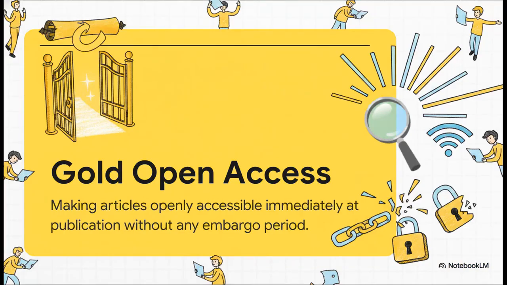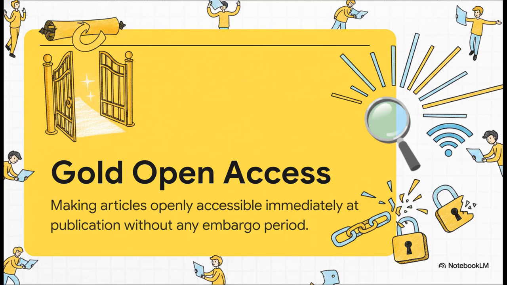Moving on to Section 3, the gold standard. Now, gold open access is pretty much the ultimate instant gratification for both the researcher and the reader. This means making your articles openly accessible immediately, at the exact point of publication. Notice the absolute key phrase there: completely without an embargo period. The literal second your paper is published, anyone in the world with an internet connection can read it, download it, cite it, no waiting around, no locked doors.